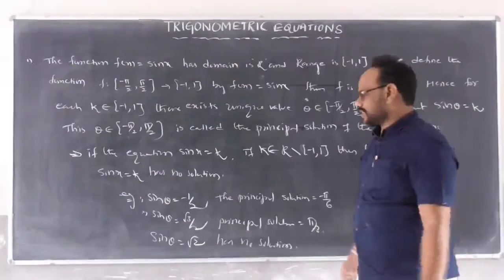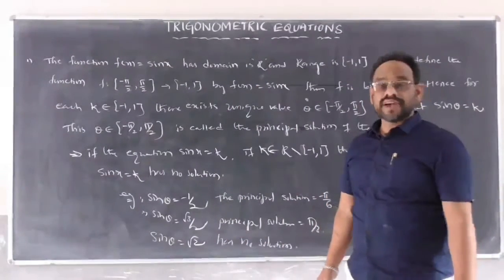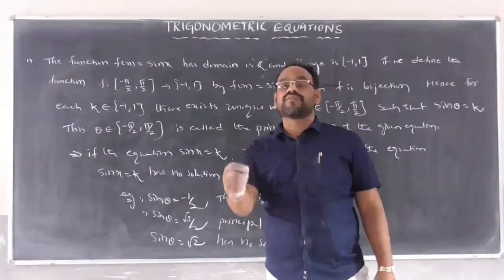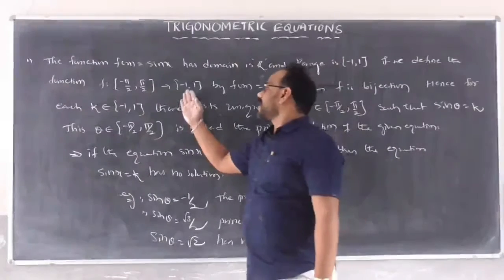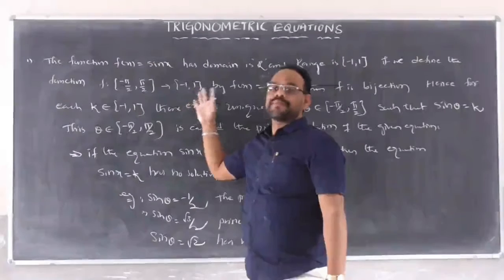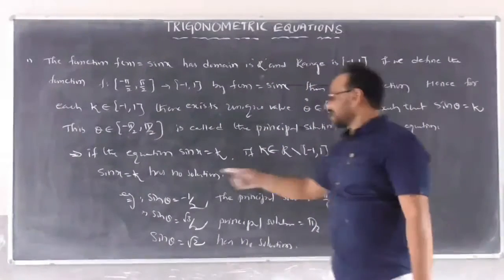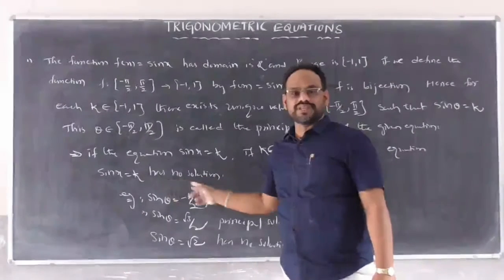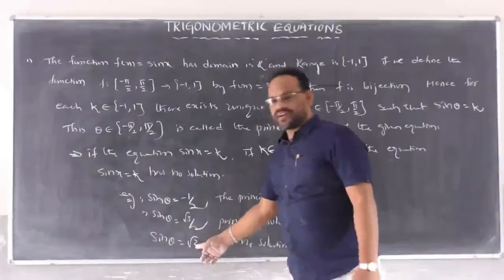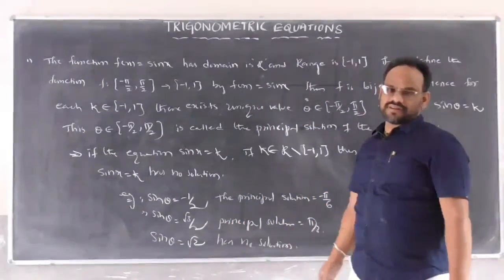If you take one more example, sin theta equals square root of 2. The value of square root of 2 we already know is 1.414. That does not lie between minus 1 and plus 1, not at all. So in this situation, the sin function has no solution. So sin theta equals root 2 has no solution at all.